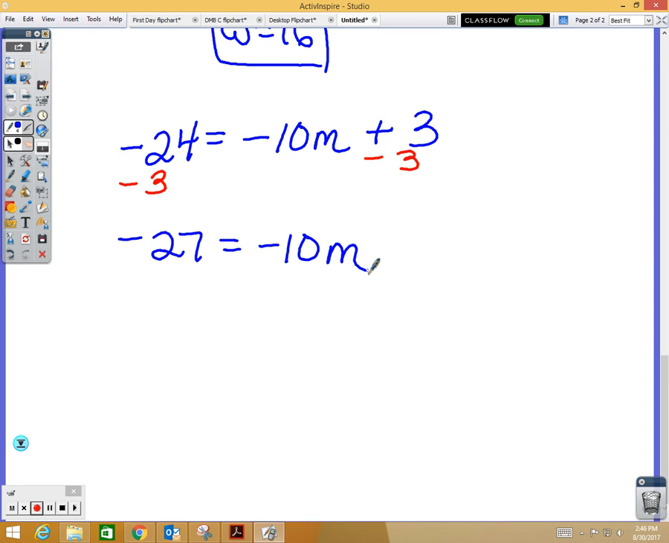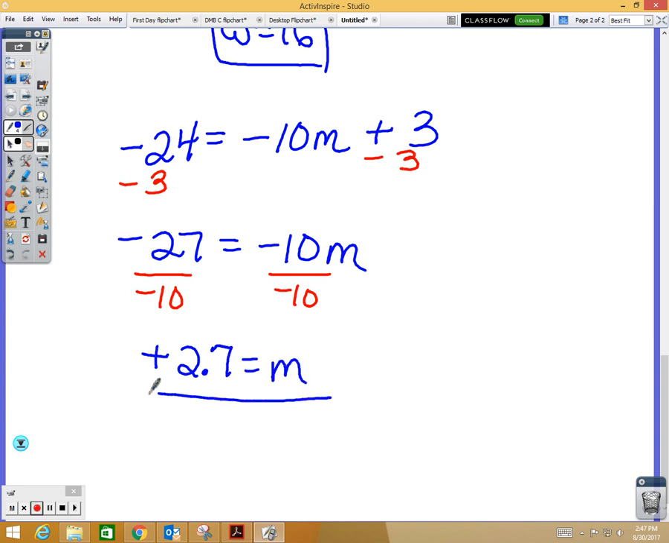Now what? Divide by negative 10. Some people have already realized, oh, this is going to be a decimal answer. Now, is it positive or negative? It's going to be positive 2.7. Okay. You can write 2 and 7/10. That'd be fine.